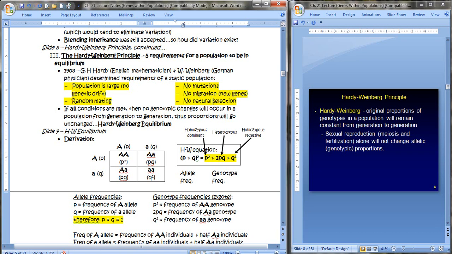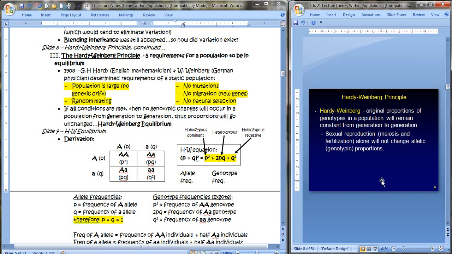Now, if all of these conditions are met, then no genotypic changes will occur in a population from generation to generation. Thus, proportions will go unchanged, and a population would in fact be in Hardy-Weinberg equilibrium. But of course, this doesn't really work because sometimes at least a few of these things are occurring, especially migration. And mutation you can't exactly control.